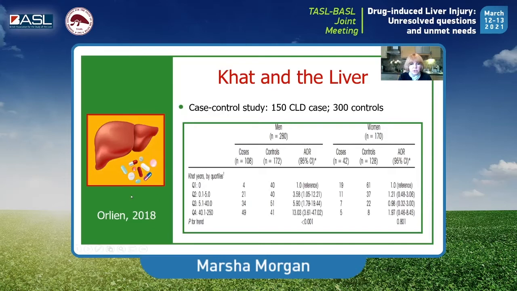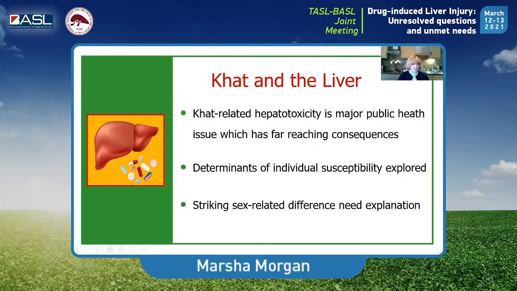And what we were able to show is that the risk of developing chronic liver disease in men increased with exposure to khat and increased dramatically as the dose that was consumed increased. So a dose relationship there also, but we found nothing in the women. So at the present time, while we can say that the khat-related hepatotoxicity is likely to become a major public health issue with far-reaching consequences, we need to determine the factors behind the individual susceptibility.